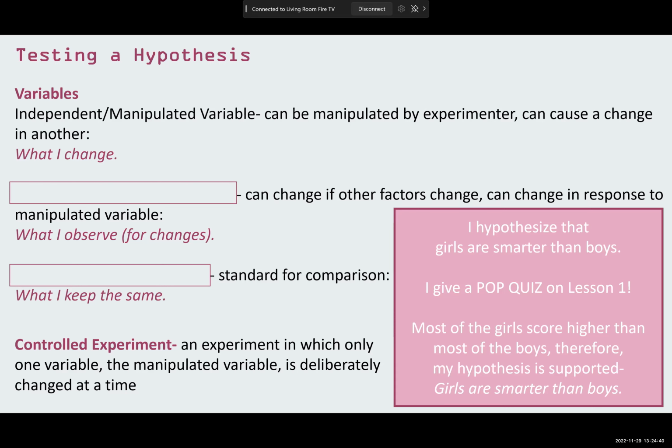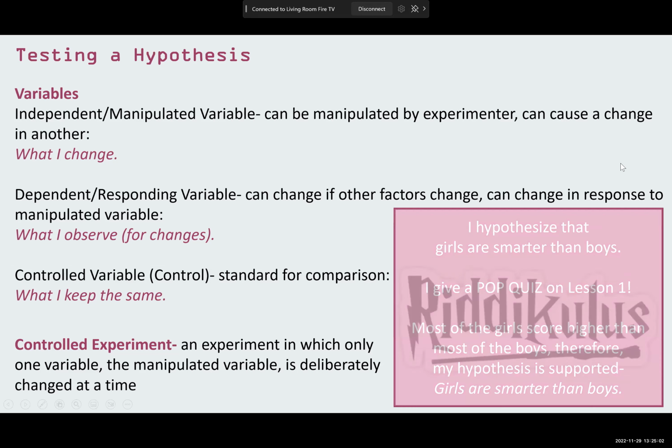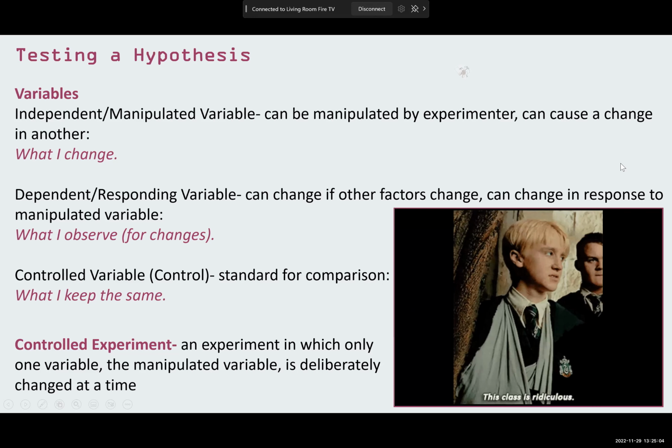All right, Drew. What changes? What do you observe? The changing is the control. Nope. Dependent. What you change is independent. What you observe changing is your dependent. And then Liam, what's your standard for comparison? Control. That's your control. Very good. All right, great. Remember that forever, right?